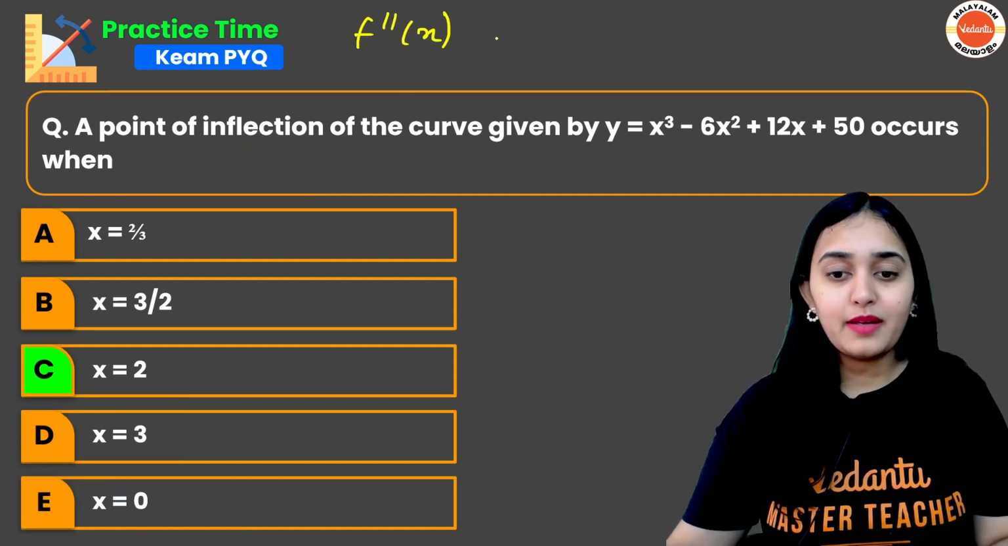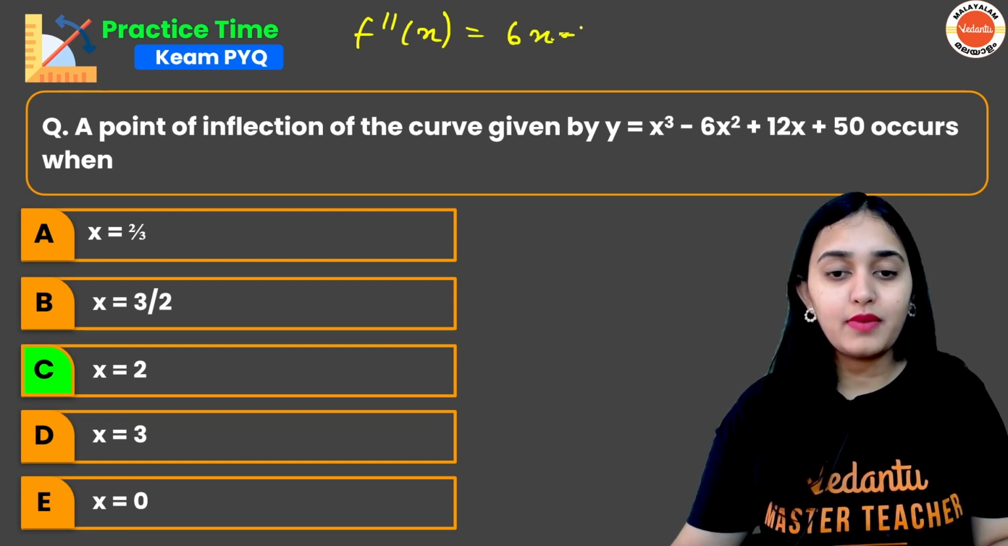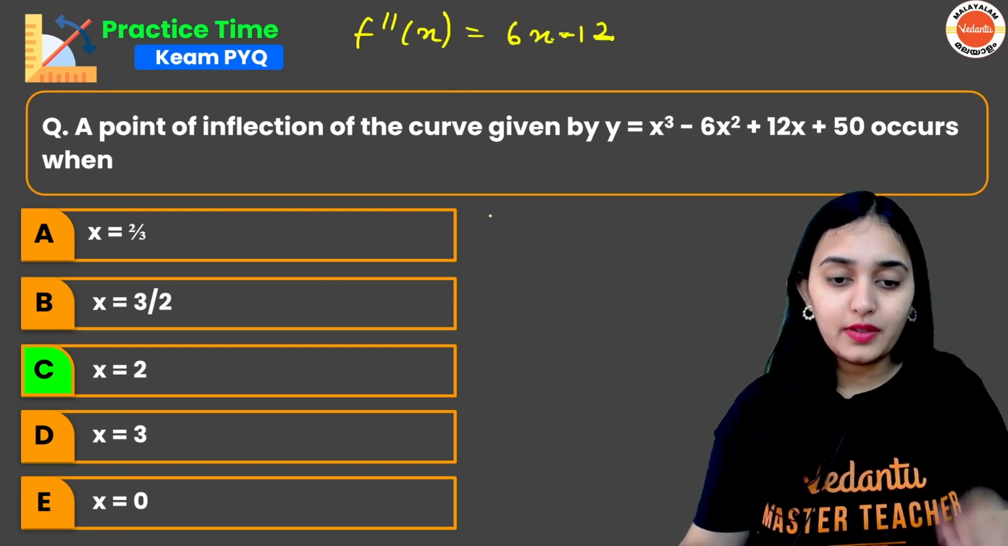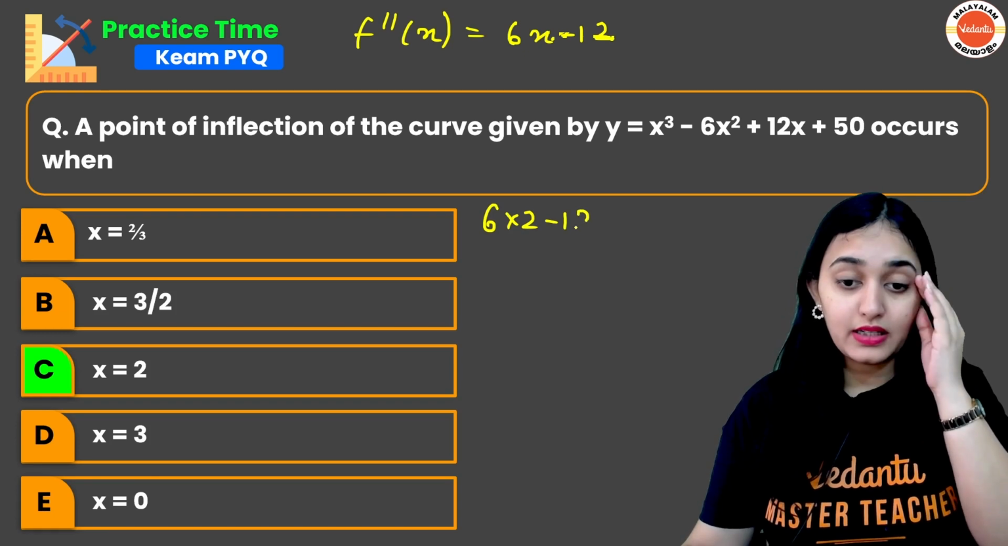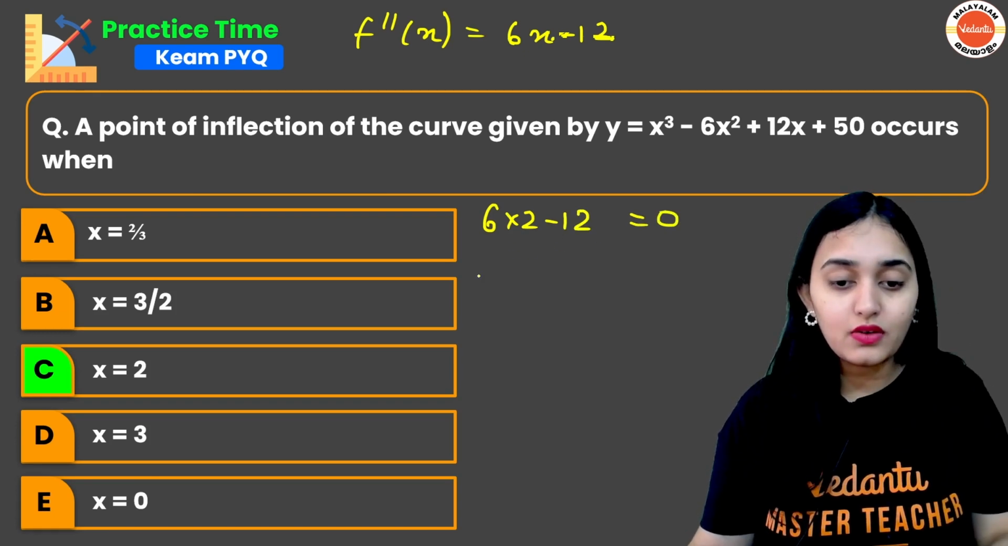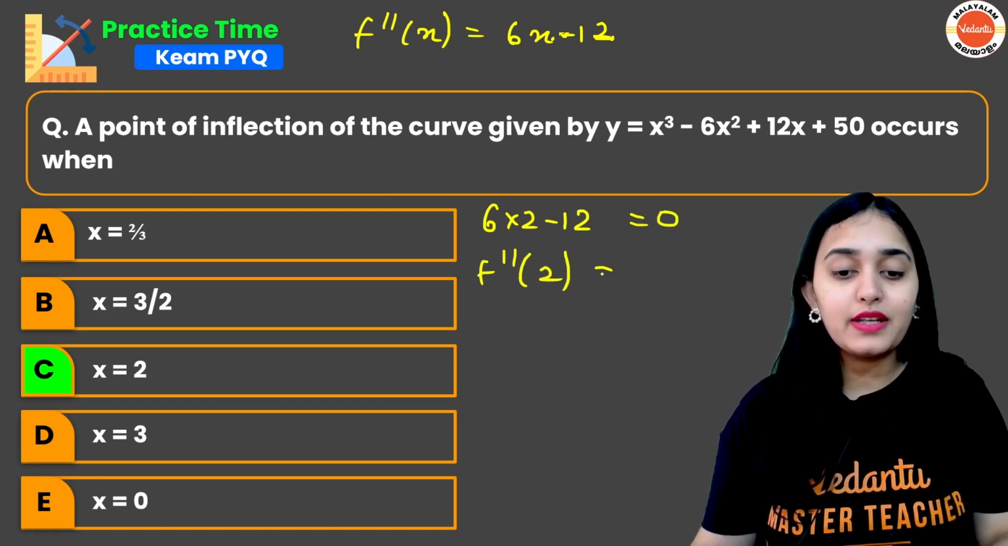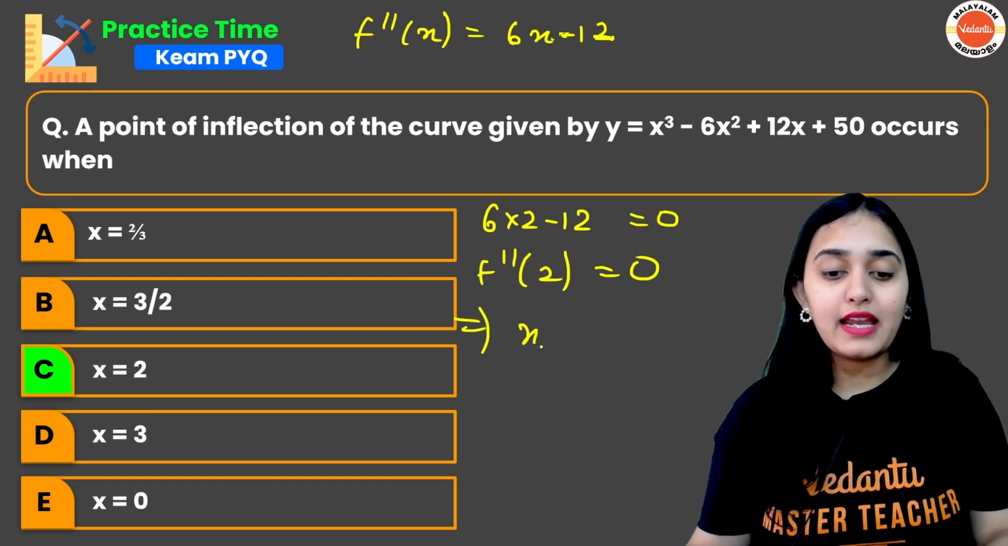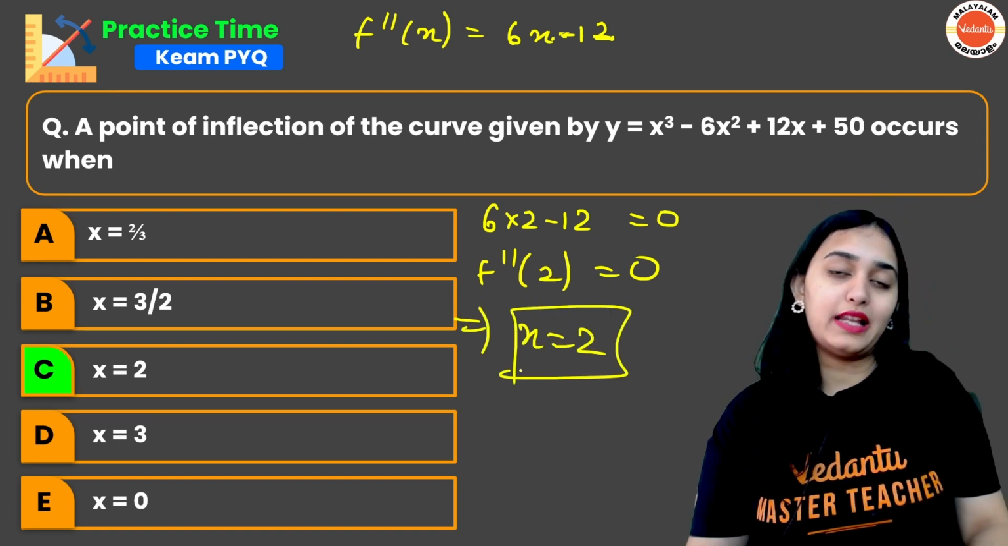Okay, f double dash of x is 6x minus 12. So we put here 6 into 2 minus 12, which equals 0. So f double dash of 2 is 0. This implies that x is equal to 2 is the inflection point.